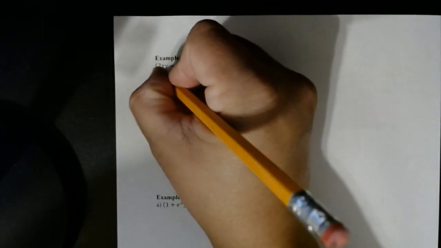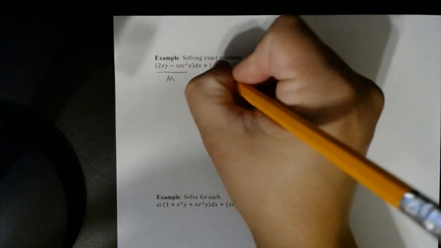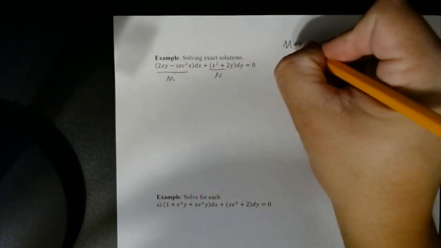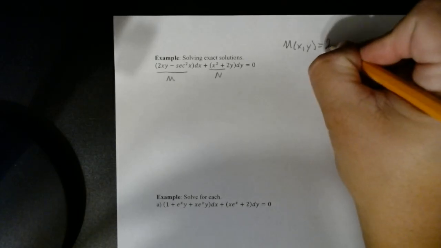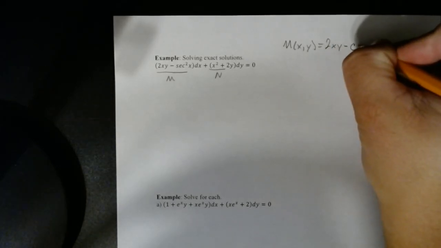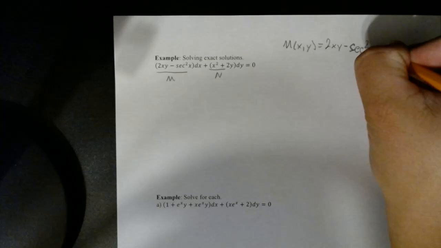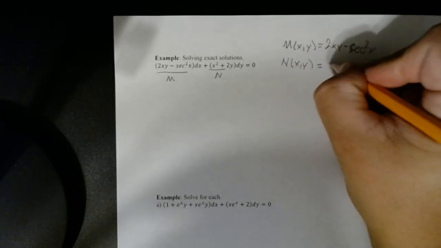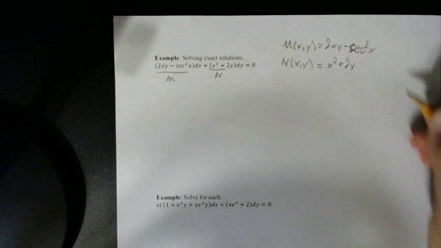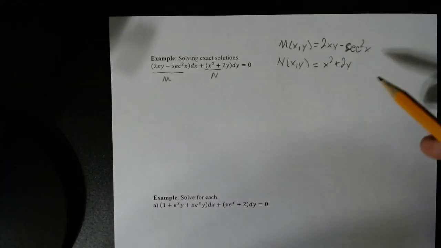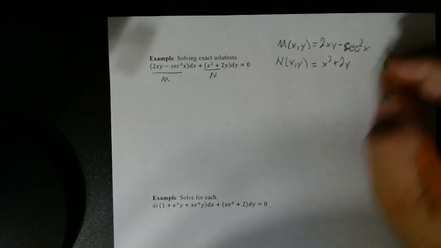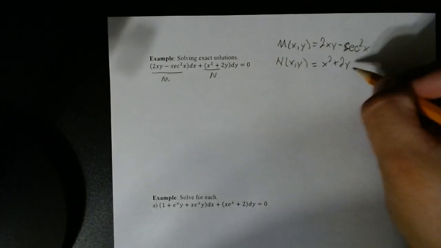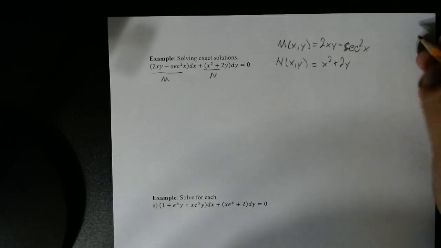Now we actually want to solve for the exact solutions. First thing we're going to do is label everything we have. M of x,y is equal to 2xy minus secant squared x, and N of x,y is equal to 2x plus 2y. Before we do anything, we want to show, is it compatible? Meaning take the derivative with respect to y, take the derivative with respect to x, and see does it actually work out. So let's see.